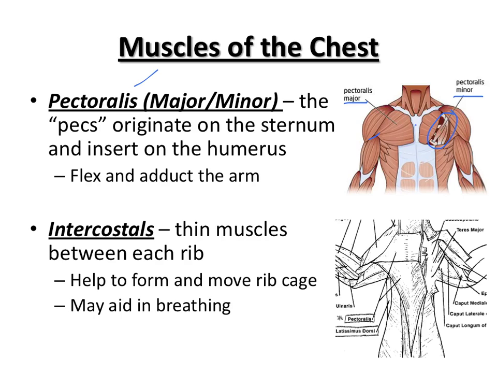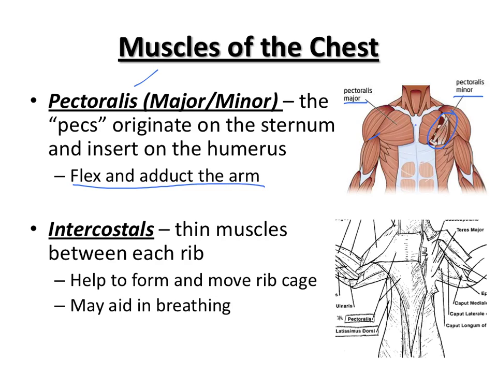So the pectoralis major, a much larger muscle, has the function to flex and adduct the arm. So it can flex the arm, which means to move the arm forward, and it can adduct the arm, which means to move your arm toward the midline of your body.